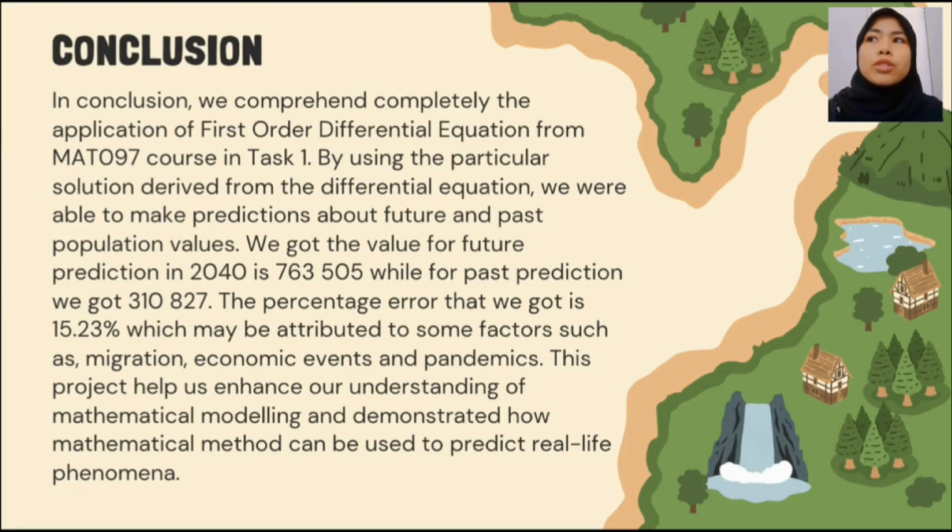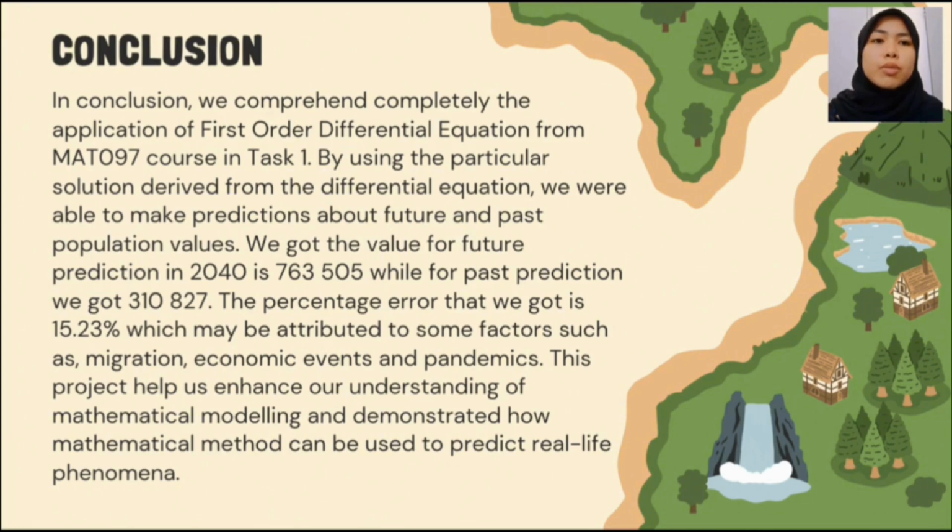Now we go to the conclusion. In conclusion, we comprehend completely the application of first-order differential equation from MAT097 in task 1. By using the particular solution derived from the differential equation, we were able to make predictions about future and past population value. We got the value for future prediction in 2040 is 763,505, while for past prediction, we got 310,827.